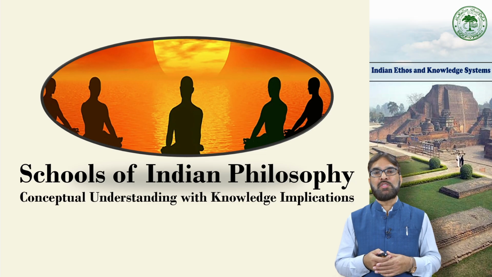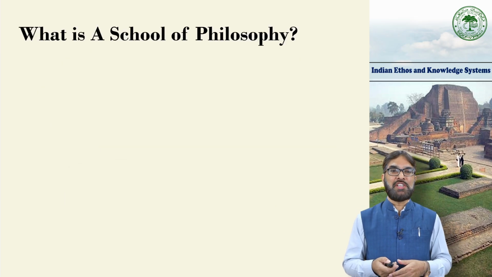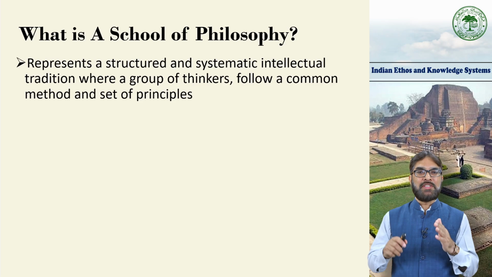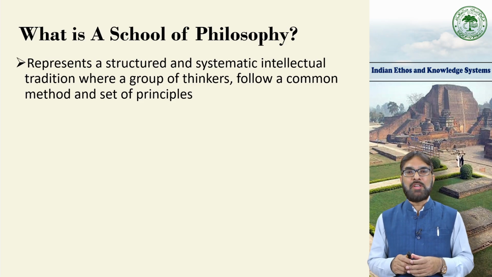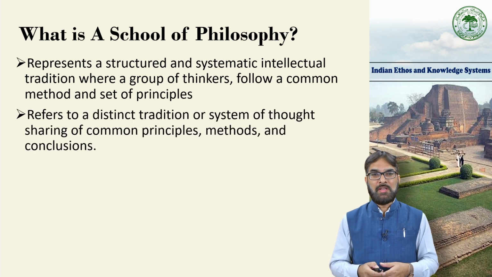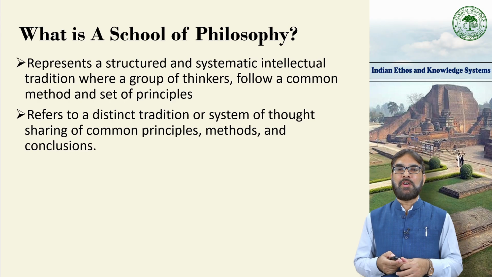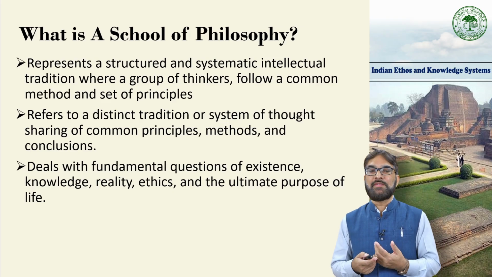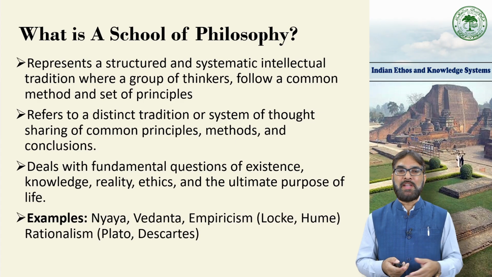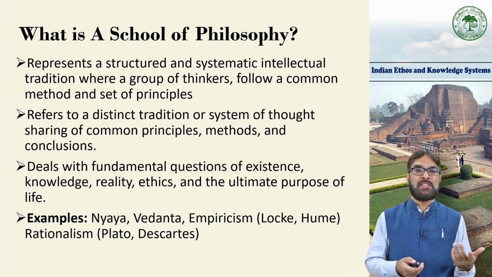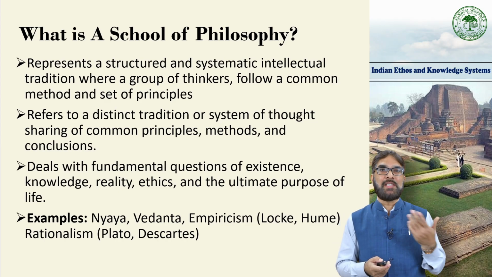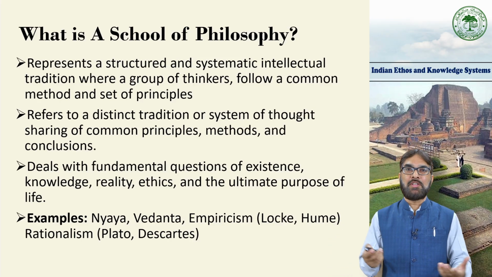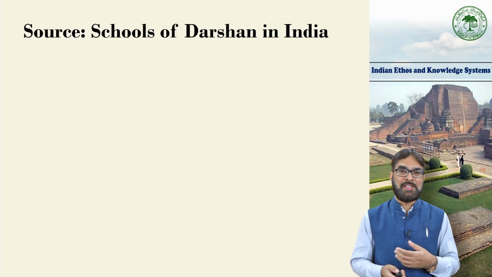Now we have a look at the schools of Indian philosophy, conceptual understanding with knowledge implications. What is a school of philosophy? It represents a structured and systematic intellectual tradition where a group of thinkers follow a common method and set of principles. It also refers to a distinct tradition or system of thought, sharing common principles, methods, and conclusions. It deals with fundamental questions of existence, knowledge, reality, ethics, and the ultimate purpose of life. For example, Nyaya school, Vedanta school, Samkhya school, or in the Western context, empiricism, idealism, humanism, or Marxism. They all belong to an accumulation of thought on the same parameters, the similarity of some ideas.